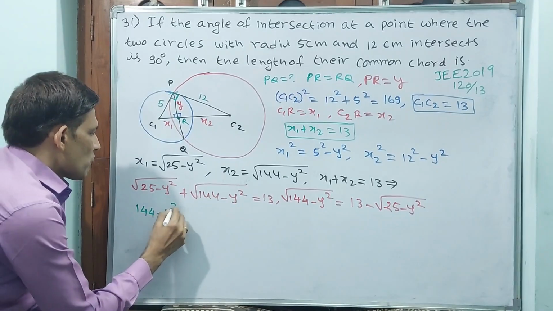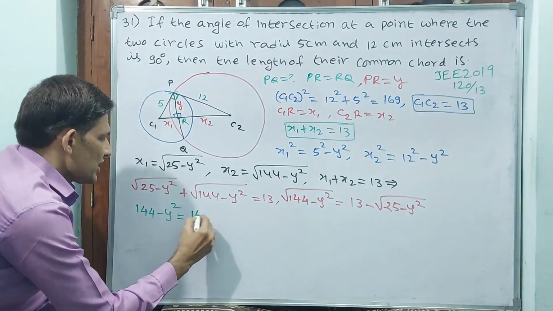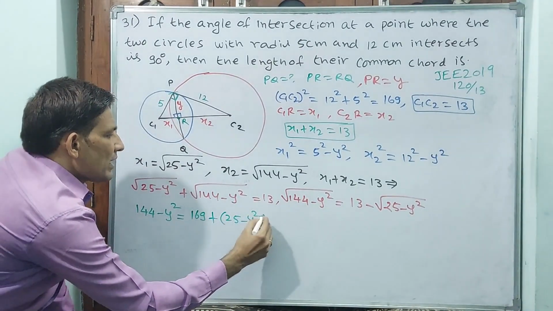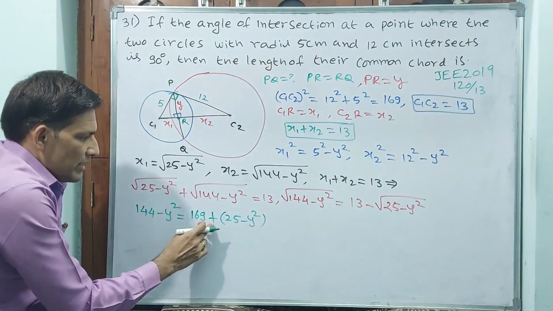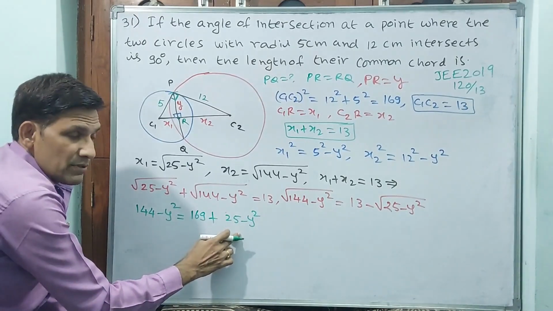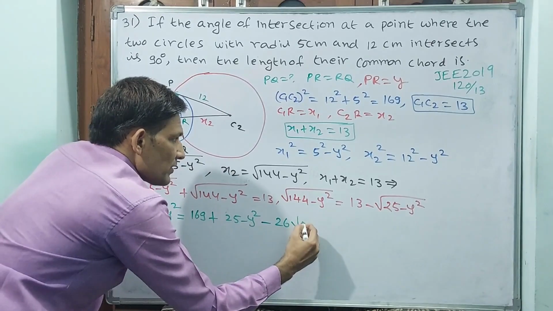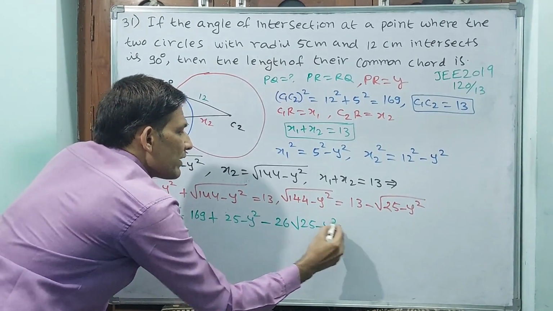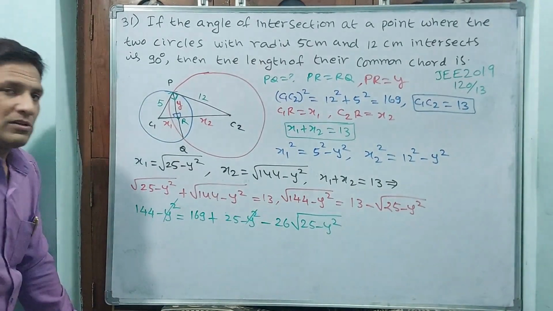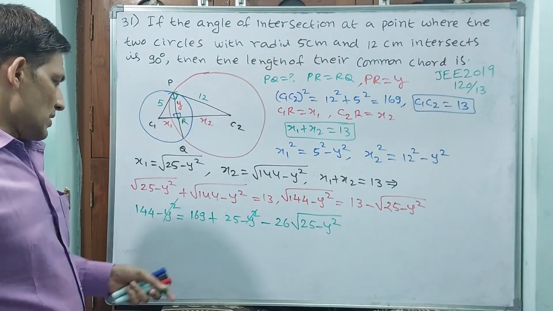144 minus y square on this side, LHS, but RHS is (a minus b) whole square: a square plus b square minus 2ab. That is 169 plus 25 minus y square, minus 2 into 13, 26, into the square root of 25 minus y square. See here, the advantage is that minus y square cancels, and we are having only one y square, so you can find this y square. You see how I am going to find it.